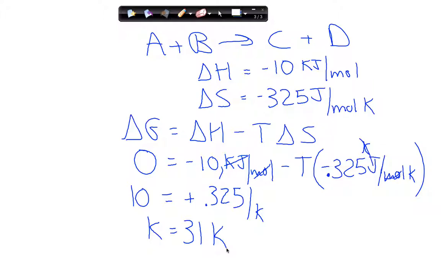Why is this positive? Because this is negative and it's a subtraction. So a negative times a negative is a positive. So it would be negative and then T, and then solving for T.